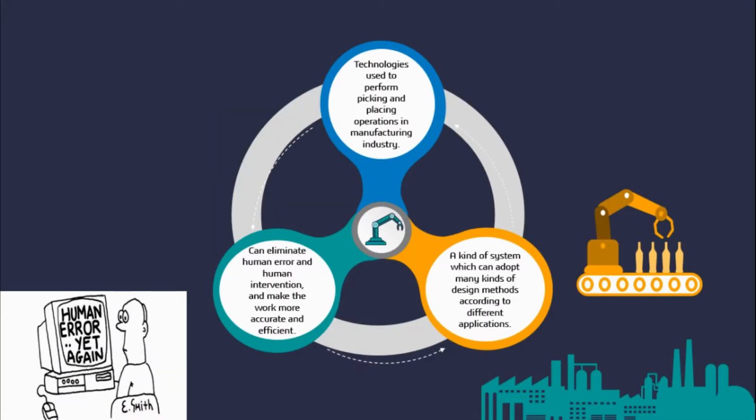Introduction. First, what is a pick and place robotic arm? Pick and place robotic arms are technologies used to perform picking and placing operations in the manufacturing industry. They can eliminate human error and human intervention, and make the work more accurate and efficient. It is also a kind of system which can adopt many kinds of design methods according to different applications.